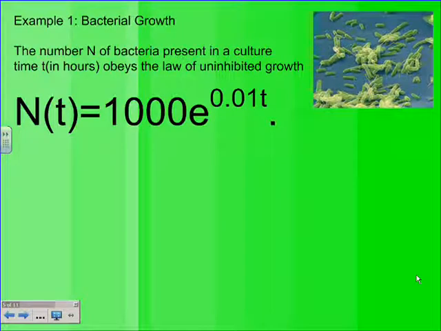Example 1, bacteria growth. The number n of bacteria present in a culture at time t in hours obeys the laws of uninhibited growth. And there is the formula for this particular case. N of t is equal to 1,000 times e to the 0.01t power.